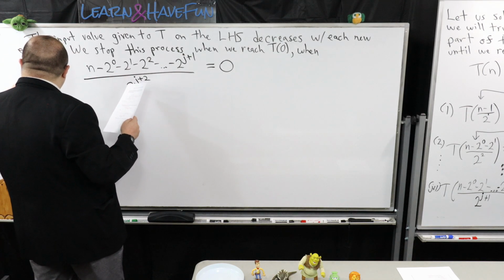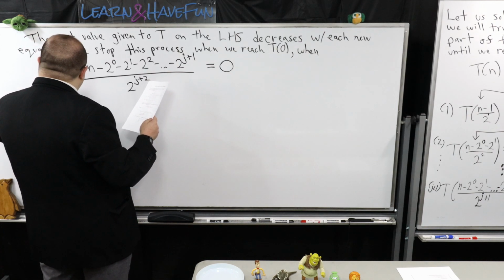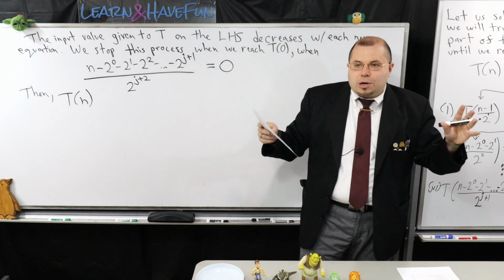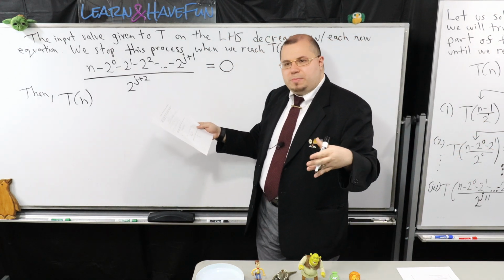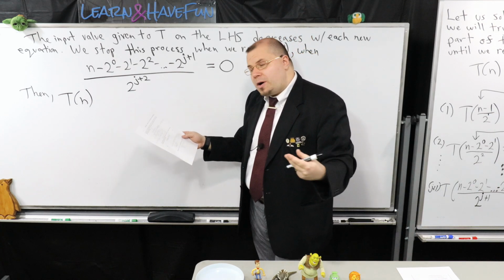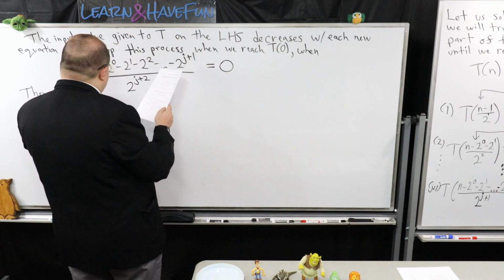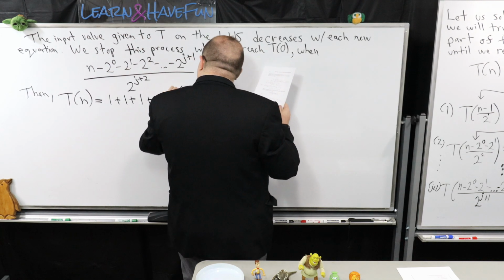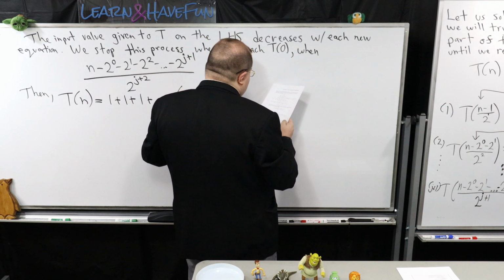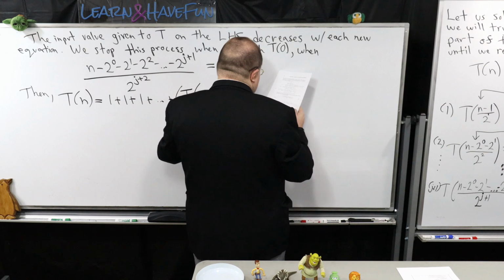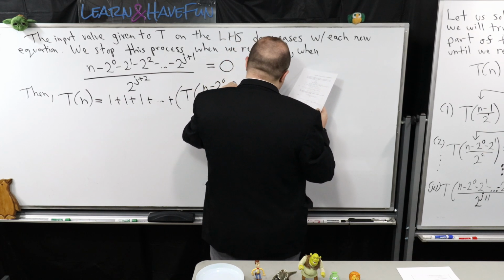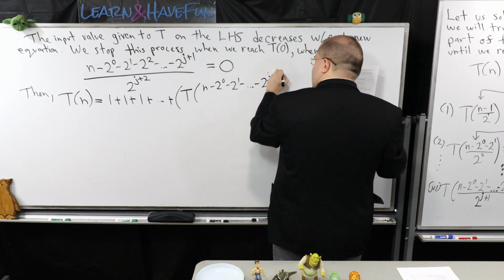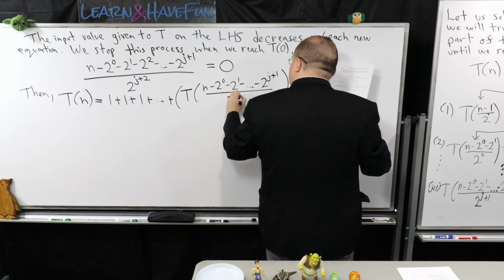I want to give you an idea where we're going with this. When I want to write this out without any of the recursive part or any recursion appearing in the recurrence relation, it's just going to be an expression that represents the total number of operations that happen. It'll look like this instead: 1 plus 1 plus 1, where that last call, like I said, on the j plus 1th equation, is going to be t of n minus 2 to the power of 0 minus 2 to the power of 1, all the way up to 2 to the power of j plus 1, all divided by 2 to the power of j plus 2.